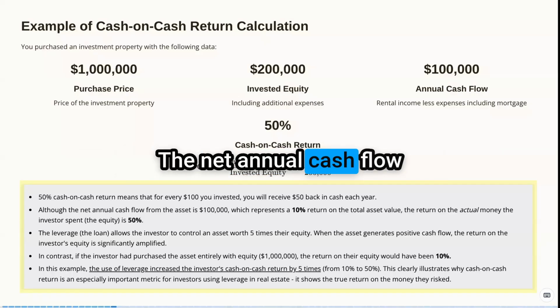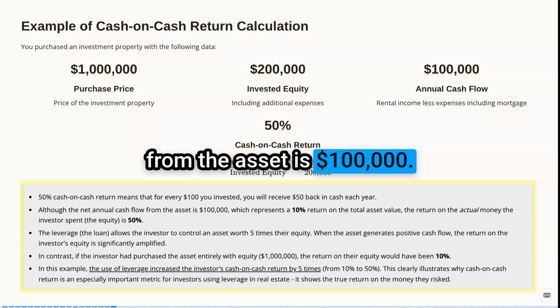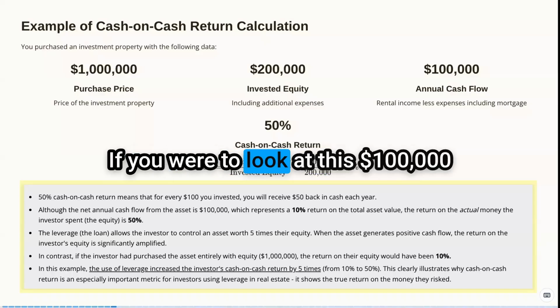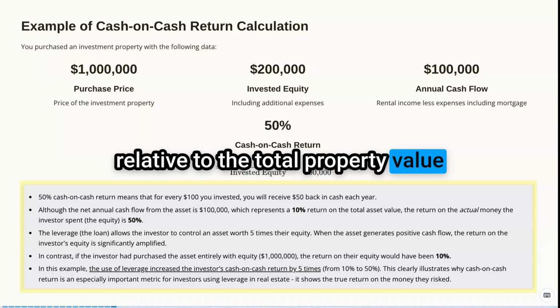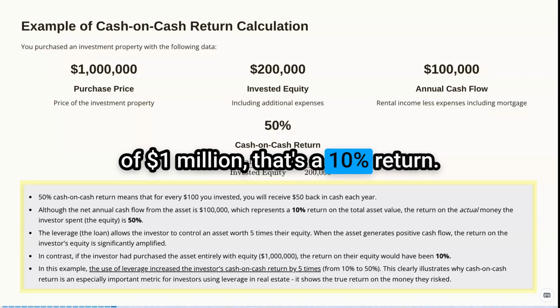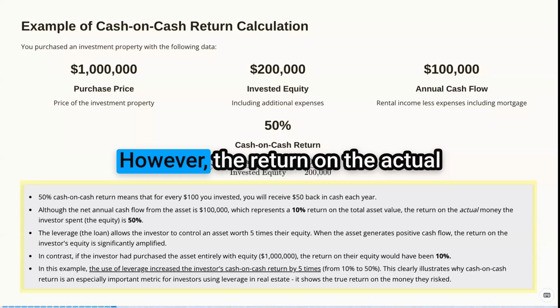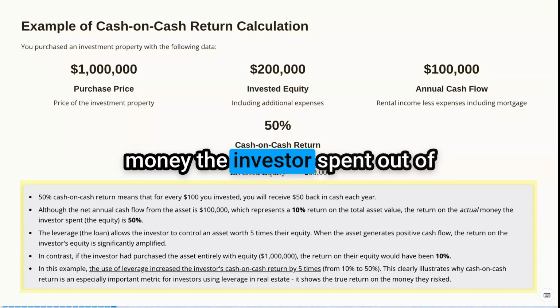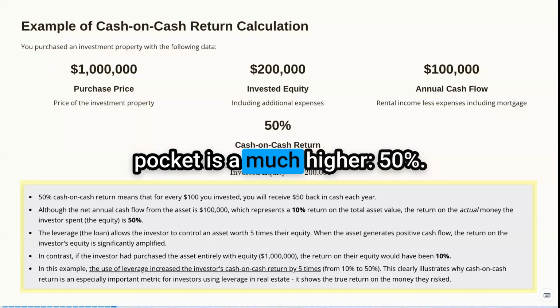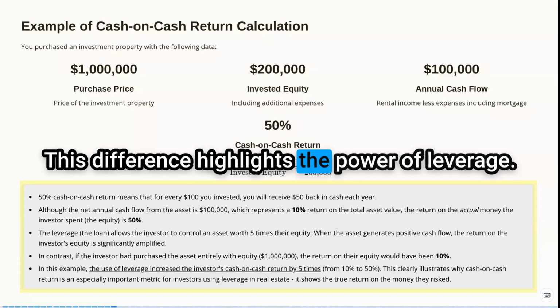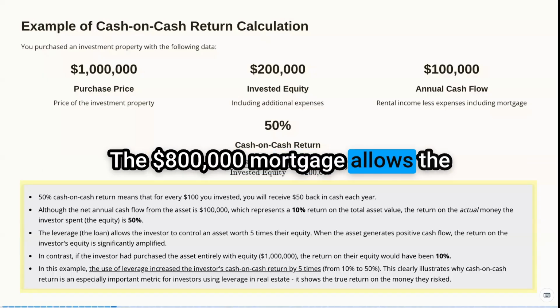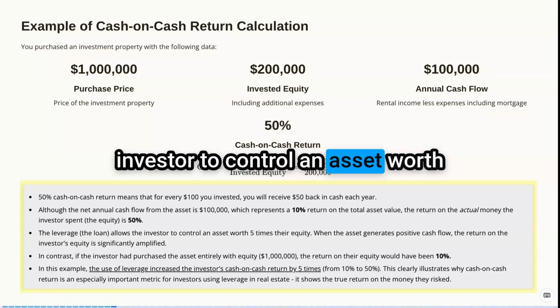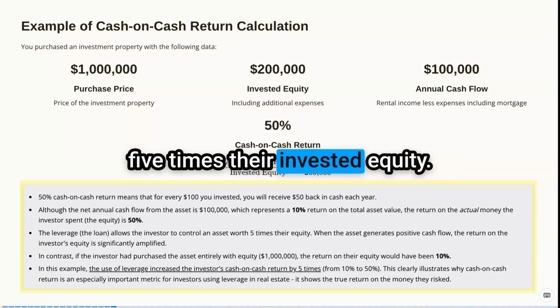The net annual cash flow from the asset is $100,000. If you were to look at this $100,000 relative to the total property value of $1 million, that's a 10% return. However, the return on the actual money the investor spent out of pocket is a much higher 50%. This difference highlights the power of leverage. The $800,000 mortgage allows the investor to control an asset worth 5 times their invested equity.